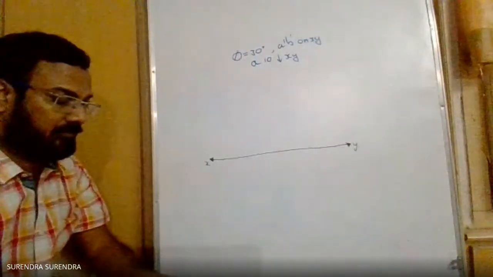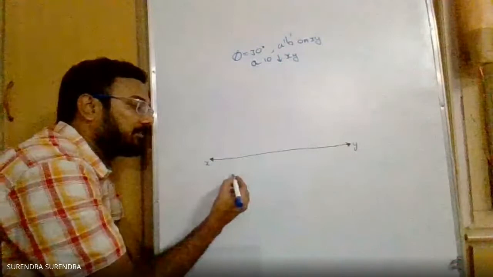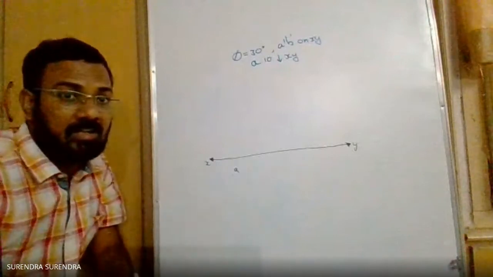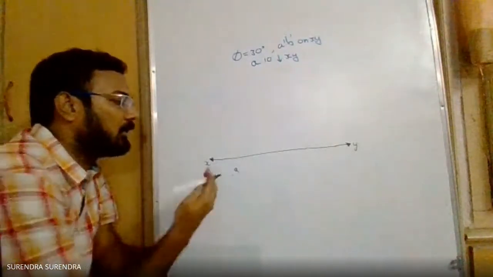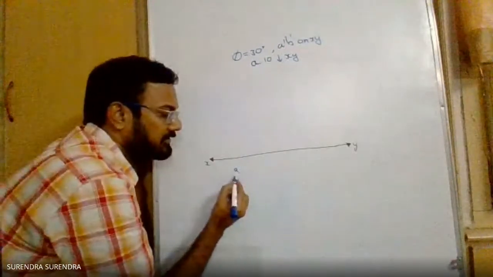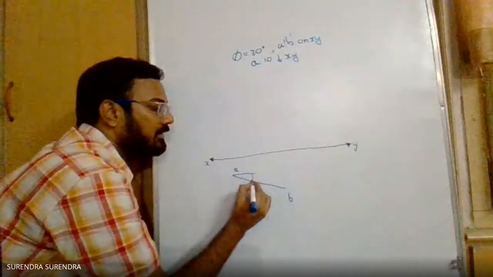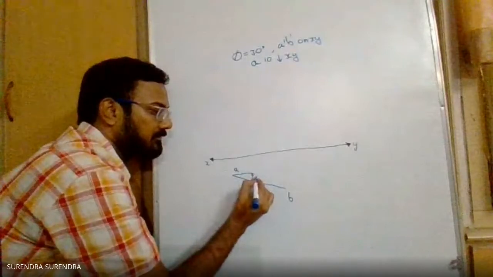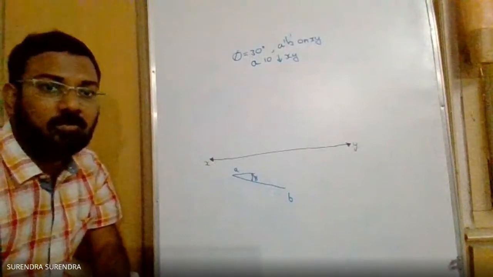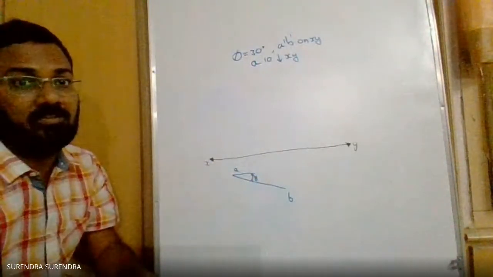So what is the top view condition? Where to start? For starting, it has given point A is 10 mm below the XY line. Below the XY line, mark a point A at a distance of 10 mm. From point A, with the given inclination of 30 degrees, draw the line AB. The line AB is inclined at 30 degrees to the vertical plane. So in top view, we draw the true length of the line with the given inclination.